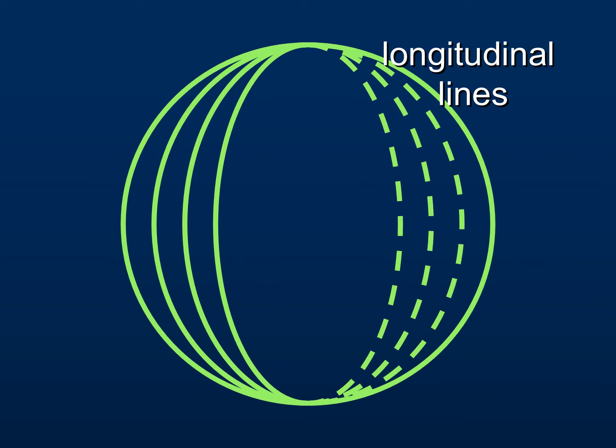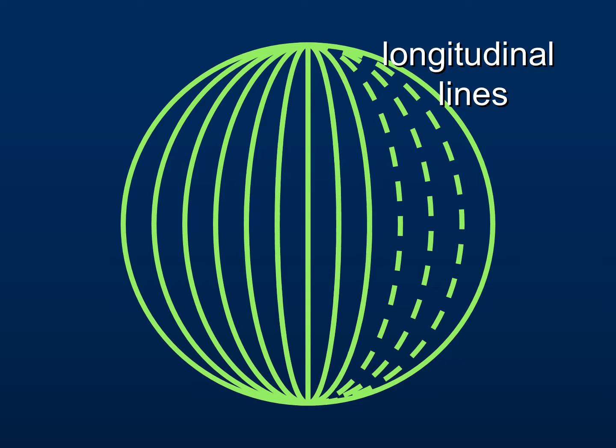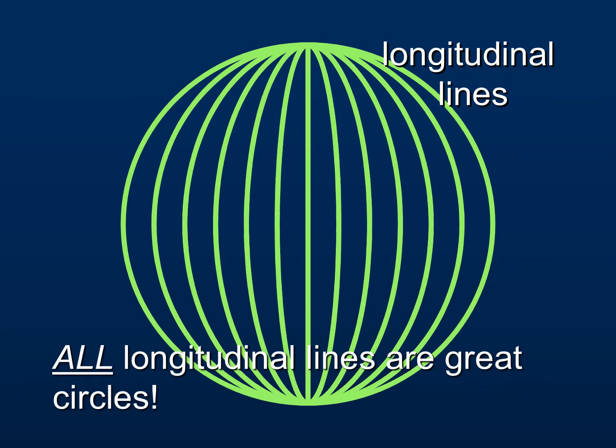So longitudinal lines go from north to south, and longitudinal lines are all going to be great circles, which means that they're all congruent, and which means that they all go completely around the sphere. Right, and that means that they all include the center of the sphere in them.